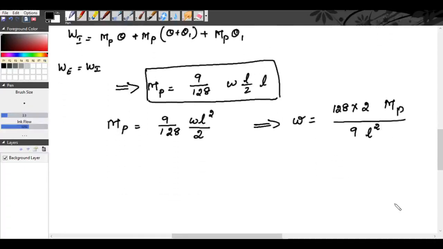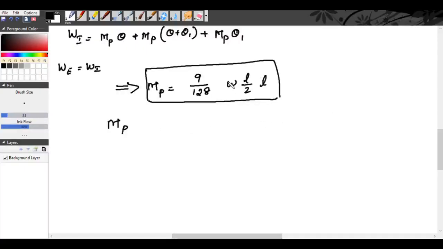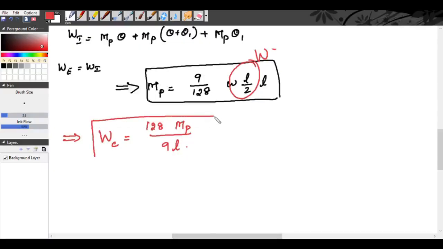See, the collapse load we will take together. We will substitute W into L by 2 as capital W. Here itself we will calculate. We will replace this W into L by 2 by capital W. So we get the collapse load WC is equal to 128 MP by 9 L. This is your answer.